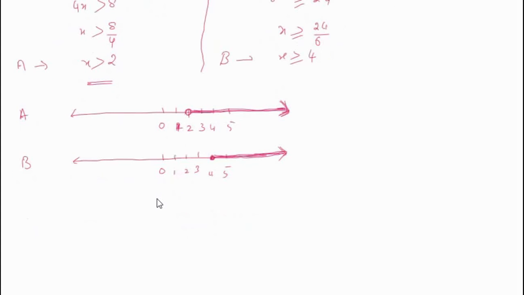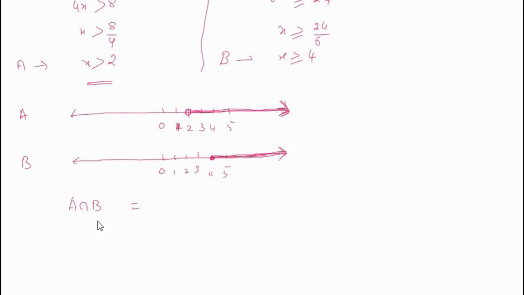But what do we need? We need A intersection B. So A intersection B, what does it mean? It means all the elements which are common between set A and set B. All the elements which are common. Now you take from here 2 to 4. 2 to 4 is not part of B. It is only part of A. But 4 and greater than that till infinity are part of both the solutions.